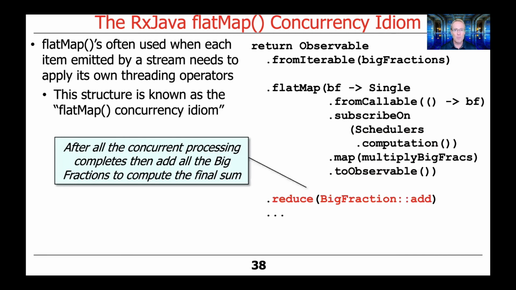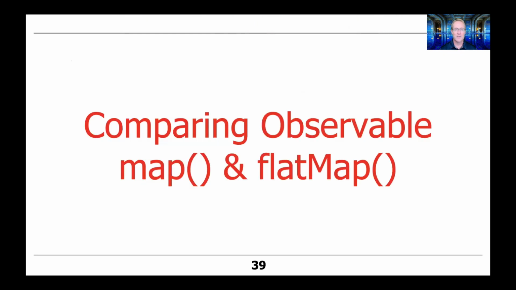After all the concurrent processing is done, the final thread in the pool that processes and multiplies the last of these big fractions will then follow through and have the reduce operator called on it in order to add all the big fractions together. We talked about reduce, and we're going to talk about it again. It's used as part of a combining capability that RxJava provides.